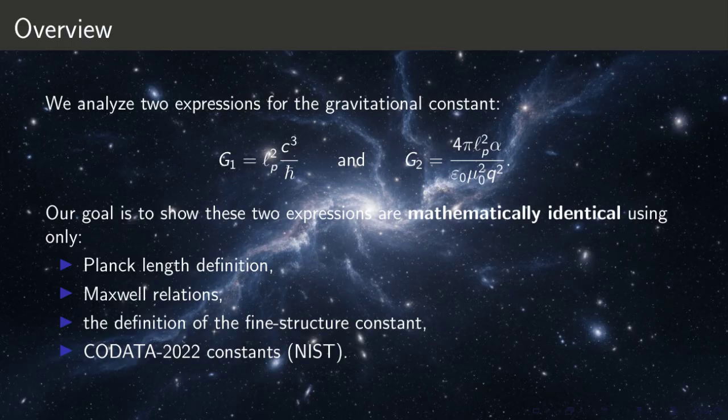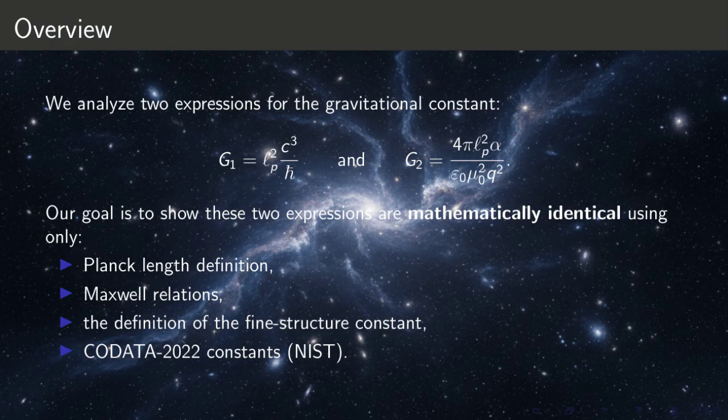Overview. We analyze two expressions for the gravitational constant. The first is G1 equal to Planck length squared times c cubed divided by h bar. The second is G2 equal to 4 pi times Planck length squared times the fine structure constant divided by epsilon naught times mu naught squared times q squared. Our goal is to show that these two expressions are mathematically identical.